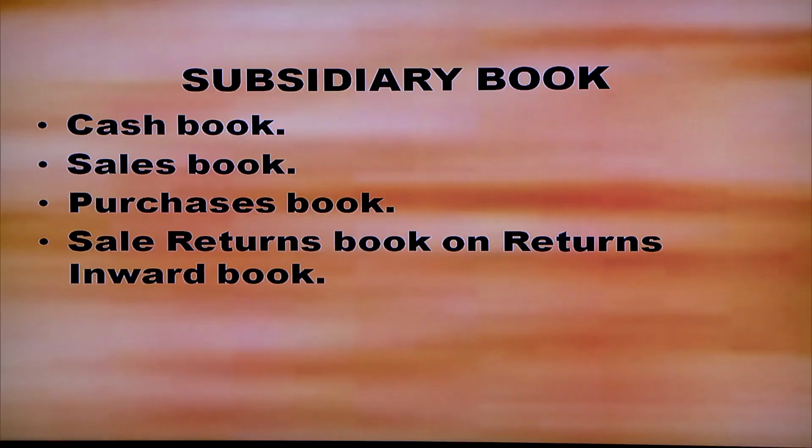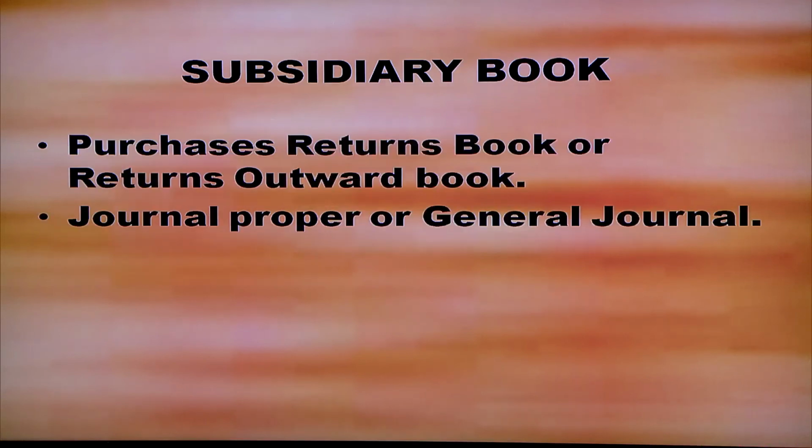If we have a large number of transactions, recording all the transactions in the journal will be very difficult. So, it becomes necessary for big business organizations to start subsidiary books. We have subsidiary books like cash book, sales book, purchases book, sales returns book or returns inward book, purchases returns book or returns outward book, and journal proper. These types of books are opened when we have a large number of transactions. Here are some of the transactions which you have to deal with while writing the journal entries.